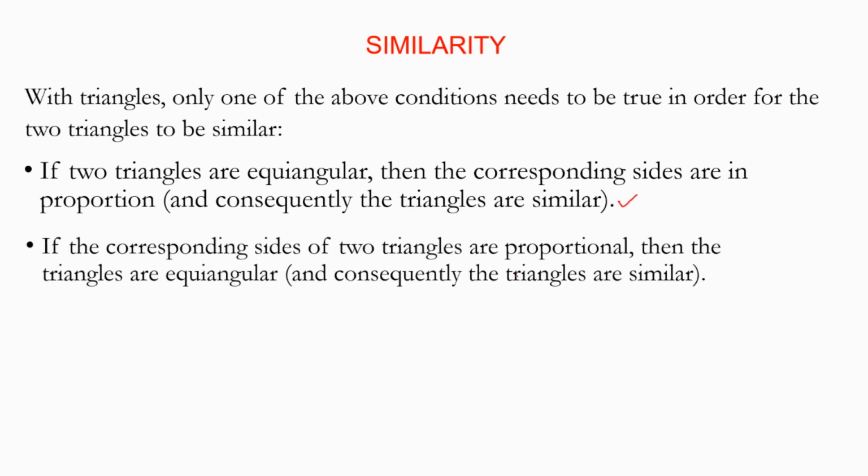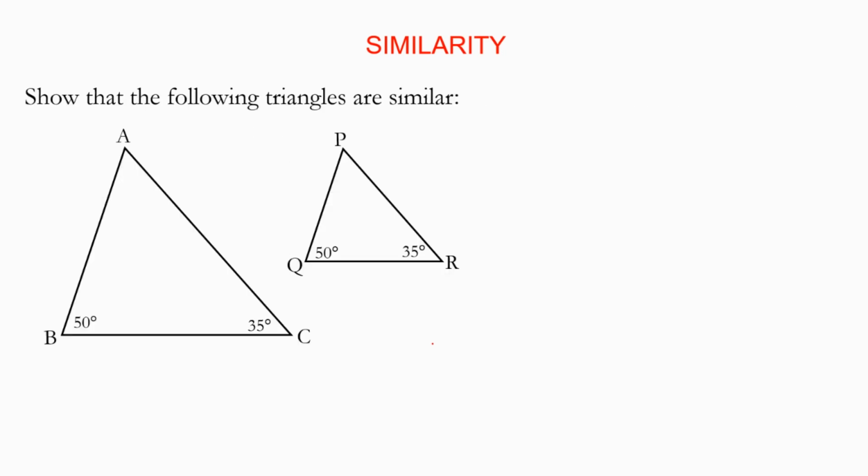And then again, if the corresponding sides of two triangles are proportional, then the triangles are equiangular and consequently the triangles are similar. So for triangles, we just need to prove one condition, then we'll be done. Okay, let's just do a few examples so that you can understand this similarity.